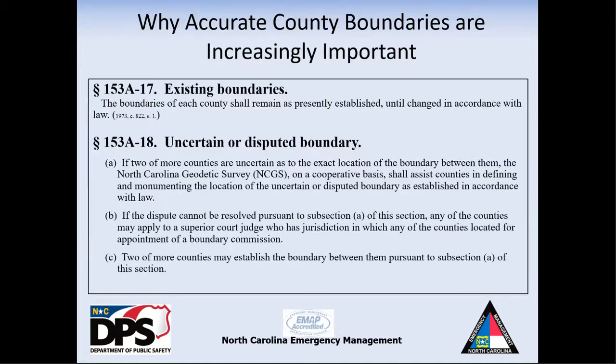The one we work with most often when we're working with county boundaries is 153A-18. And it has three sections, section A, B, and C. Section A is one we work with mostly, and in some following slides, I'll go through the process that we utilize in 153A-18(a). Section B is if the work in A is not successful, then the counties can go to the court and work with a Superior Court judge to determine the uncertain or disputed county boundary.